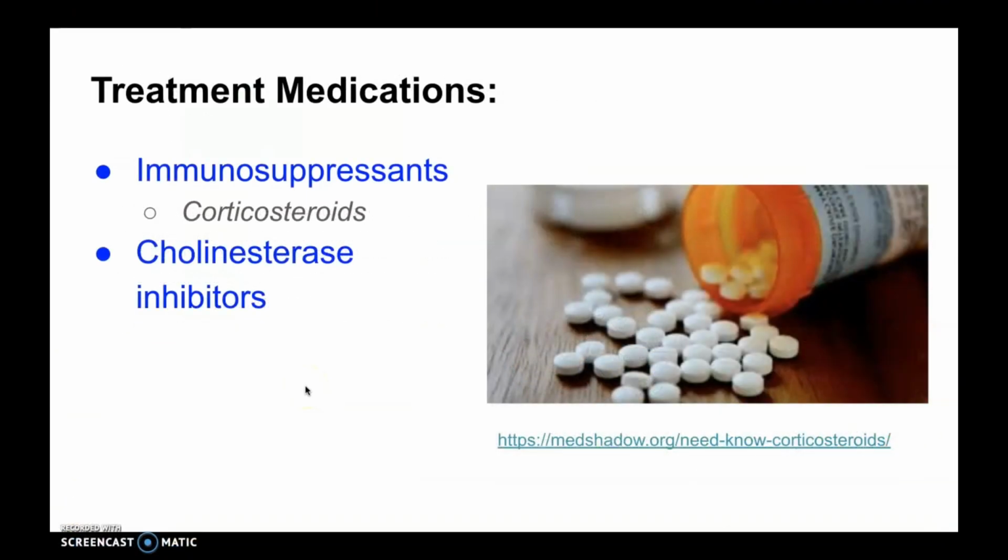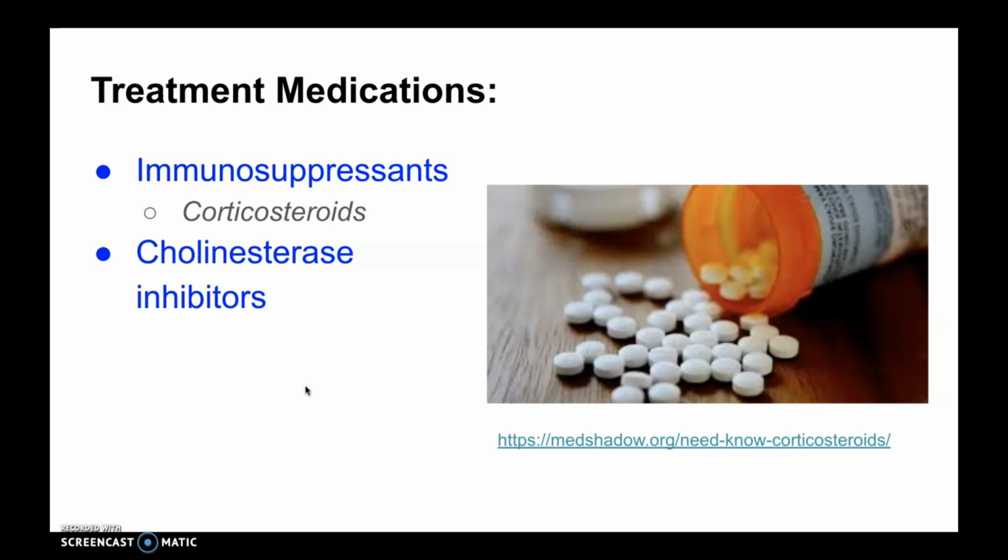So next we're going to talk about treatments for myasthenia gravis, and treatment effectiveness depends on the type of the patient, but this treatment can be expensive and have dangerous side effects such as blood clots. The first type of treatments include medications such as immunosuppressants like the corticosteroids, which suppress the immune system's activity so that autoimmune response is decreased.